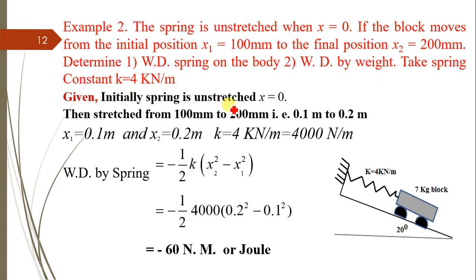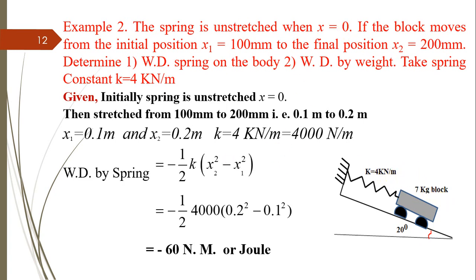Now, initially the spring is unstretched, so x is equal to 0. In the first position it will get stretched from 100 to 200 mm, therefore x1 is 0.1 and x2 is 0.2. The spring constant is given as K, 4 kilonewton per meter, or you can say 4000 Newton per meter. Now here the block is kept on this inclined plane, making an angle of 20 degrees with the horizontal. The mass of the block is given as 7 kg and K is given as 4 kilonewton per meter.